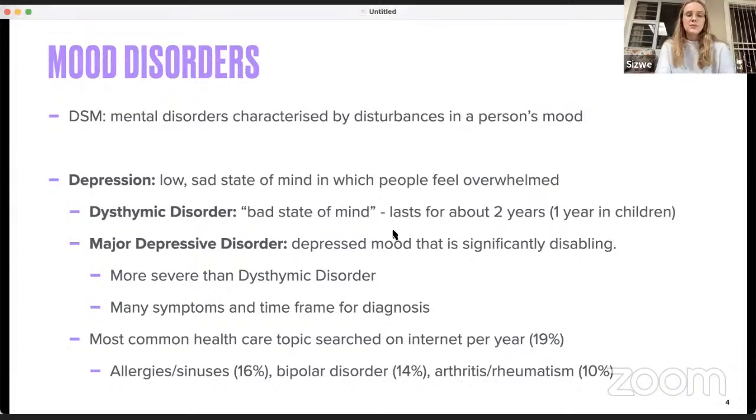Major depressive disorder is like depression as we typically know it. It's a depressed mood that is significantly disabling. Disabling, by that we mean it is affecting your everyday life. Think of those 4 Ds we were learning about. That dysfunction and that distress come out a lot in major depressive disorder. It's obviously going to be more severe than dysthymic disorder.